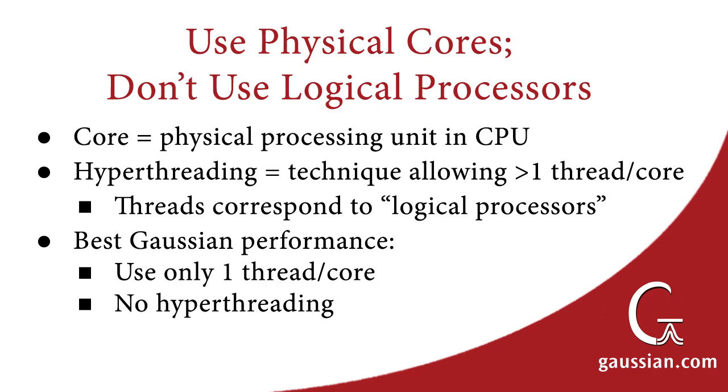For best performance and maximum efficiency, it is important to limit Gaussian's CPU use to one thread per physical core. Hyperthreading is a technique offered by modern computers to allow more than one thread to execute simultaneously in each physical core. These multiple threads are also referred to as logical processors. We recommend disabling hyperthreading in the computer BIOS for systems used for Gaussian.